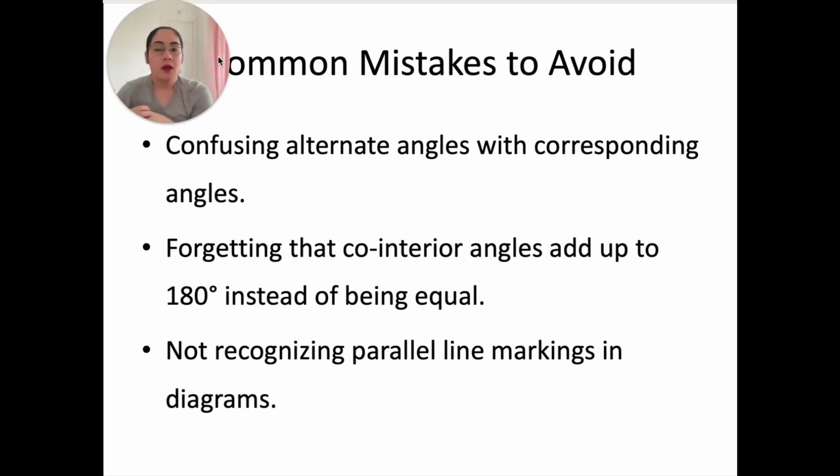The other one would be forgetting that co-interior angles add up to 180 instead of being equal. Because corresponding angles and alternate angles are, we say, equal to each other, but co-interior angles are not equal to each other, they add up to 180. So just remembering that rule, be careful with that.